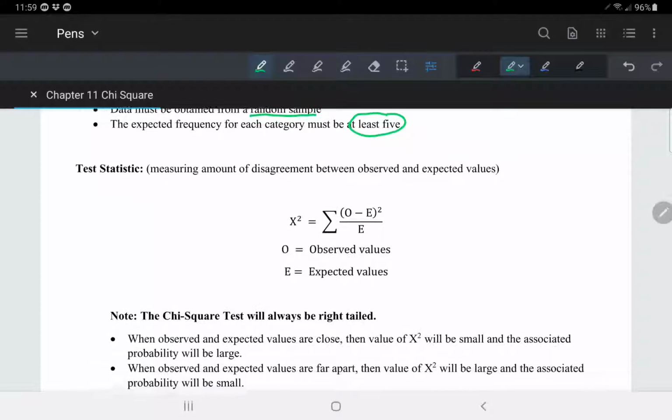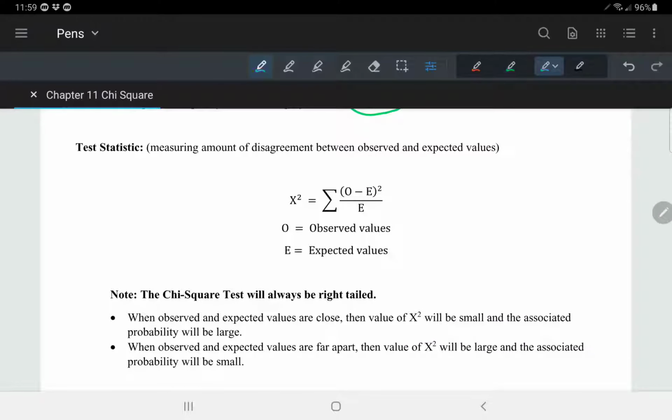When we do this, we'll calculate the test statistic. It's the same that we've been using before. Chi-squared is the sum of the difference in the observed values, we'll square that and divide it by the expected values. Again, since this is a chi-squared test, this will always be right-tailed.